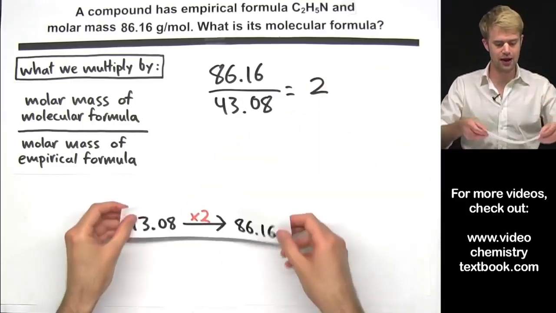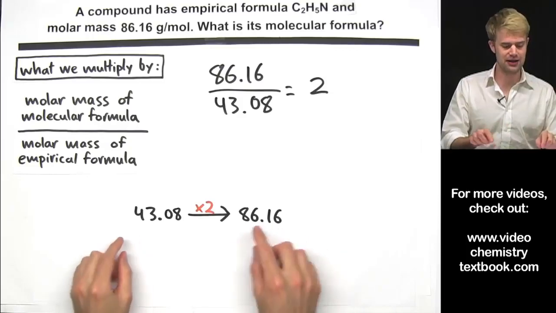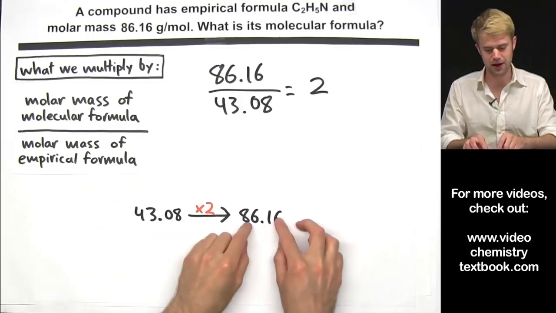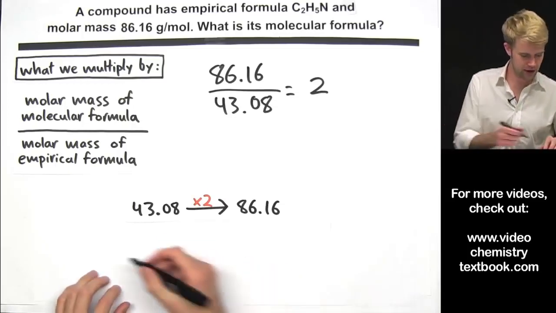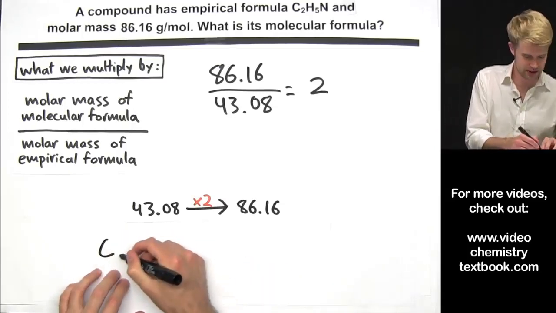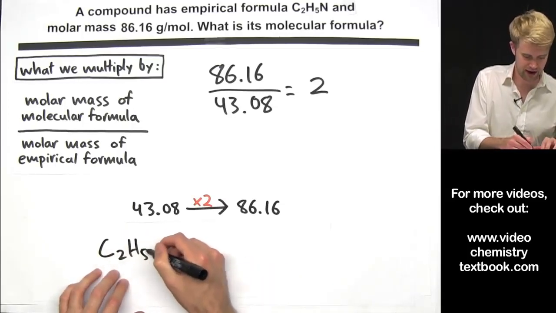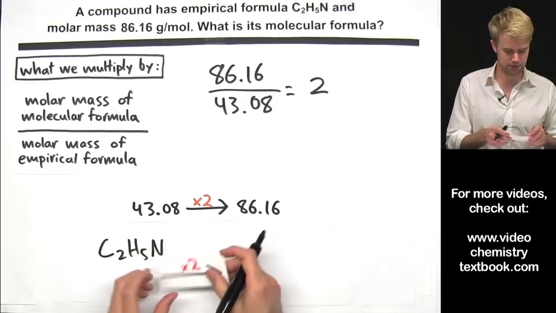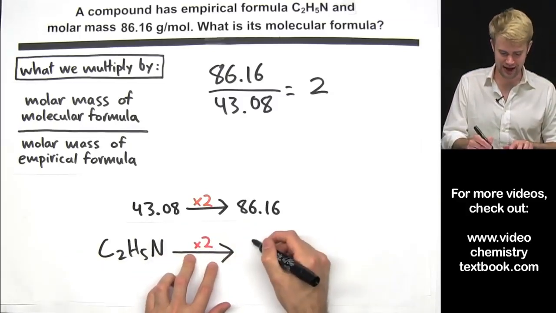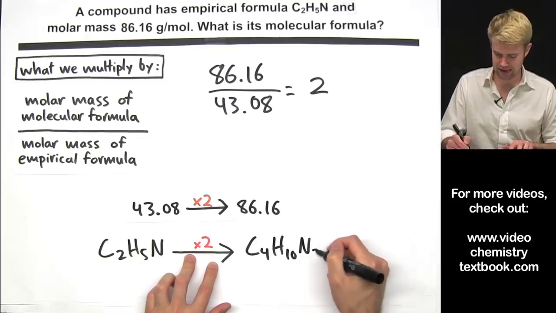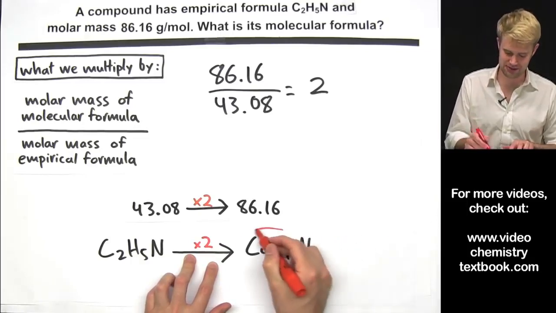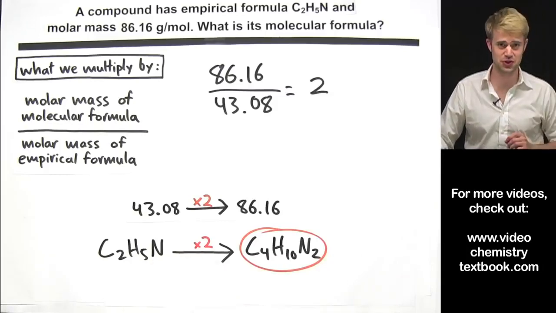So 2 is what we have to multiply the empirical formula's molar mass by to get the compound's molar mass. To get the molecular formula of the compound, we'll take the empirical formula, C2H5N, multiply it by 2, and get C4H10N2. And that is the molecular formula of the compound we're solving for.